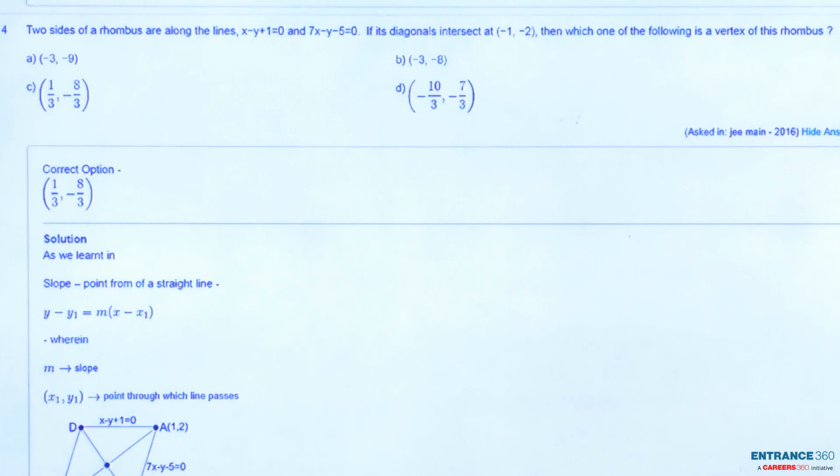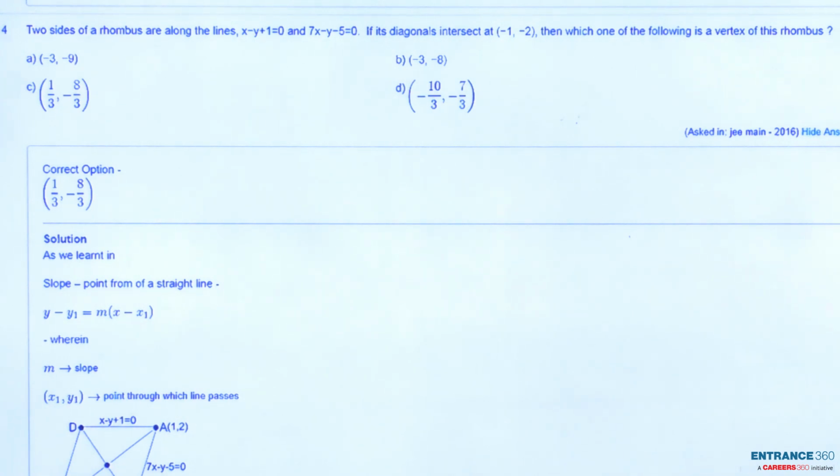It is a question from the chapter coordinate geometry. Let's see the question. Two sides of a rhombus are along the lines x minus y plus 1 equal to 0, and 7x minus y minus 5 equal to 0. If its diagonals intersect at (-1, -2), then which one of the following is a vertex of the rhombus? Very easy question.